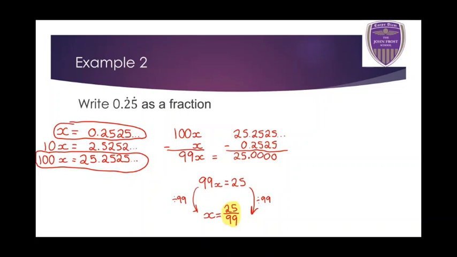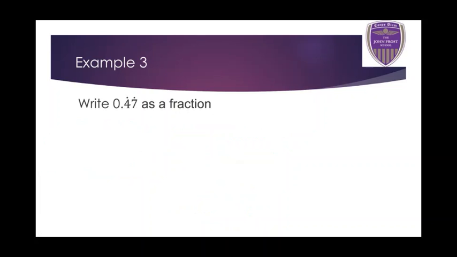Let's have a look at one more example. So here we've got, write 0.47 recurring as a fraction. So once again, x is equal to 0.4747. This will repeat infinitely.